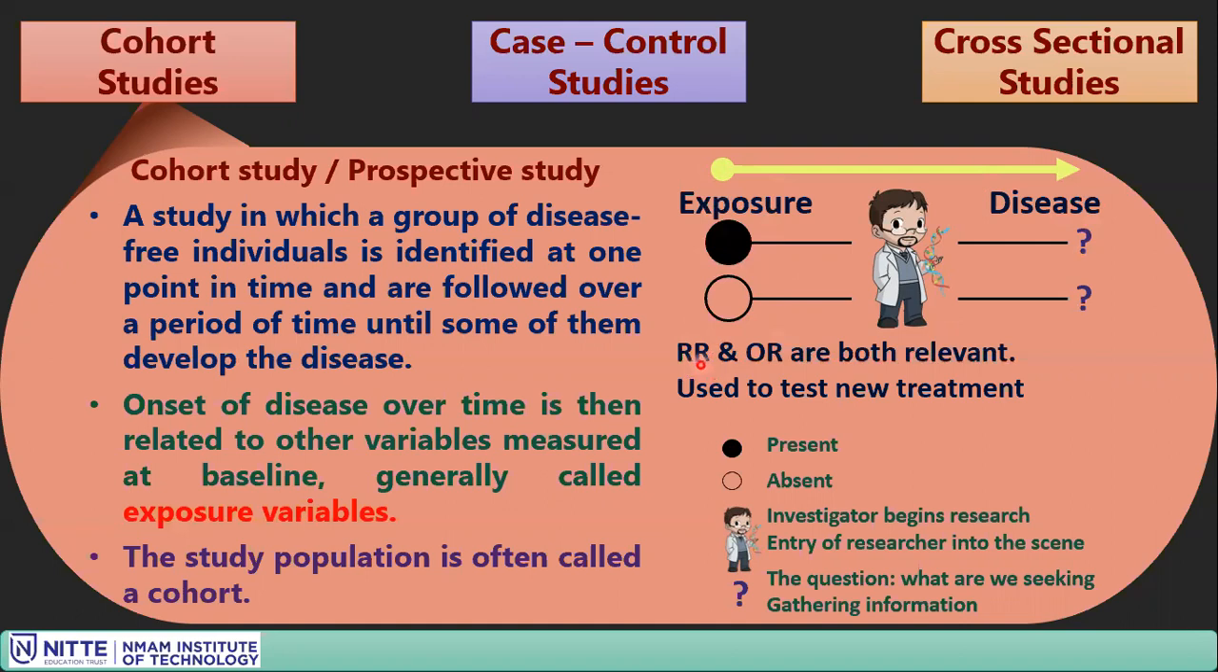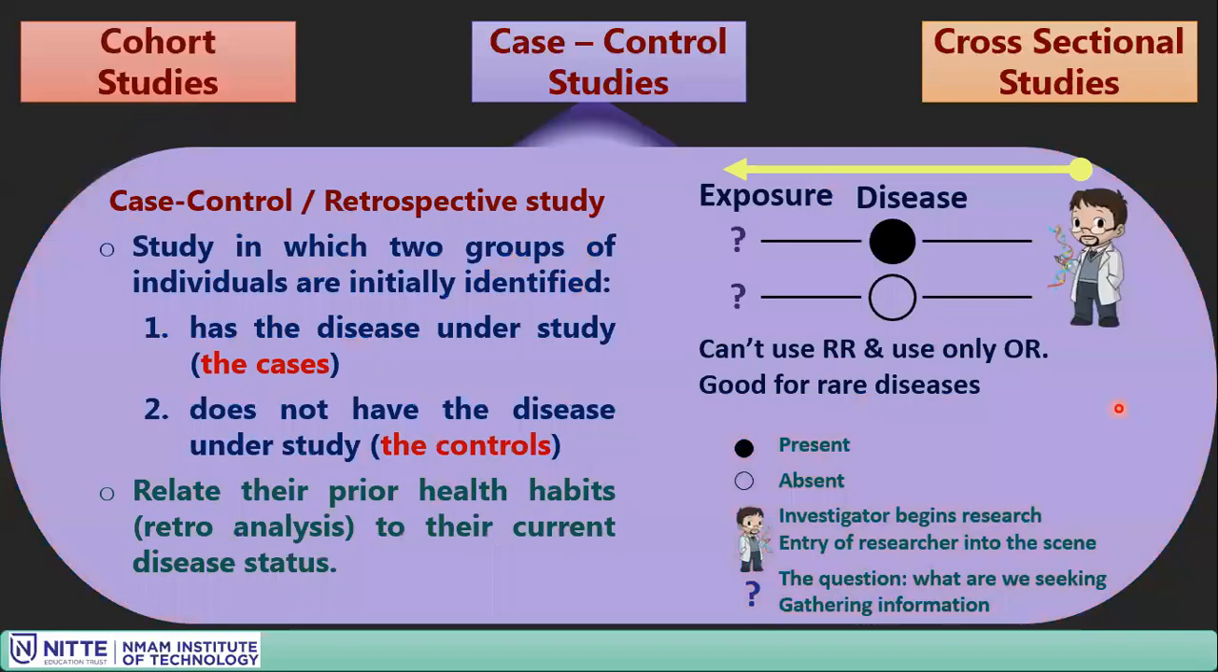Here relative risk (RR) and odds ratio (OR) are both relevant, so both can be measured. Usually relative risk is the major one which we are going to analyze. We will learn these in future videos, so watch out for that. In those we are going to measure relative risk and odds ratio for this kind of experiment. It is highly used in testing new treatment methods or drug dosages.